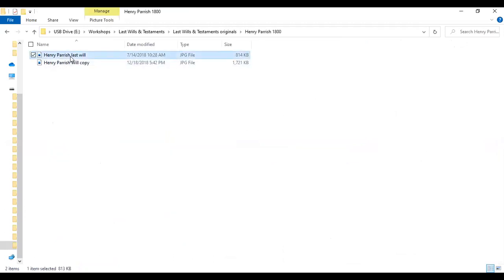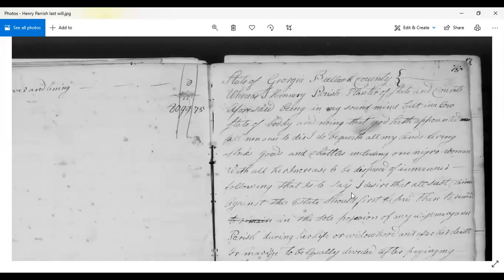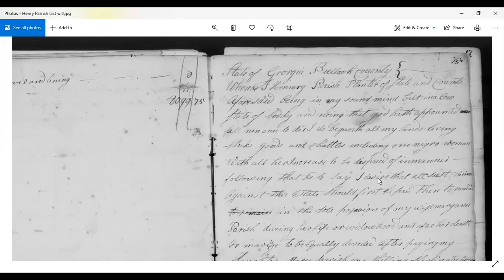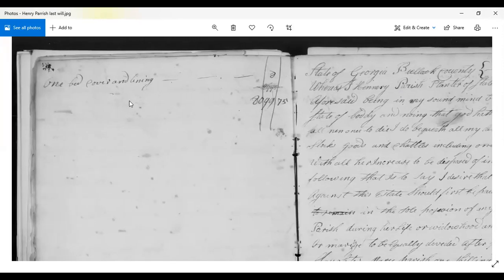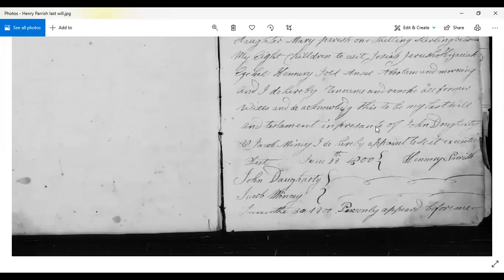This is one that was kind of interesting to me. So this is the copy that I guess you would consider the original in the court book. It's on page 15, and it's Bulloch County for Henry Parish. This is a will from 1800. And you can see over here on the other side of the page, that's the summary of someone's appraisal. So this is a fairly short will.